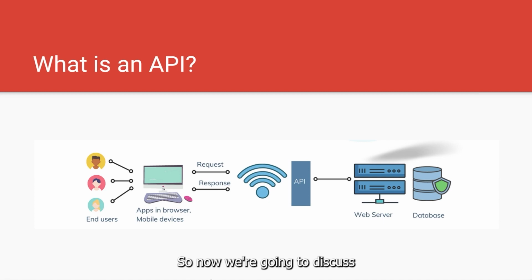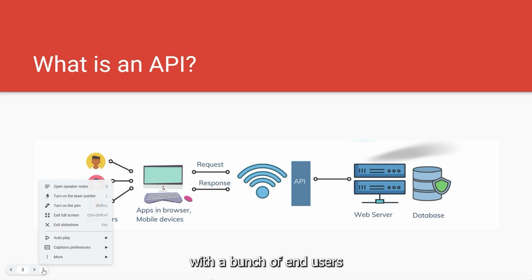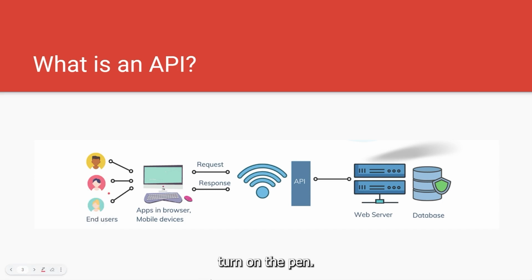So now we're going to discuss what actually is an API. For discussing what an API is, we are going to use this image as sort of a model or sort of an example on what the API actually does. Right here, you can see on the page that we start off on the very left with a bunch of end users. Here, I think I could turn on the pen. There you go. That looks very good.